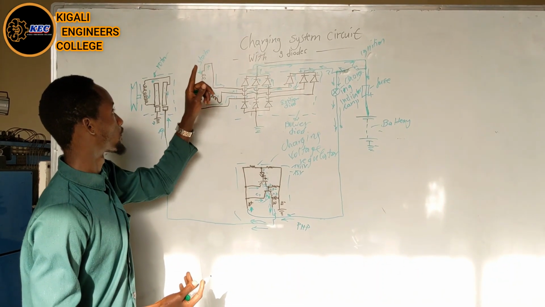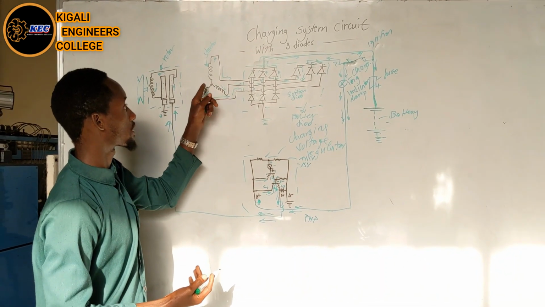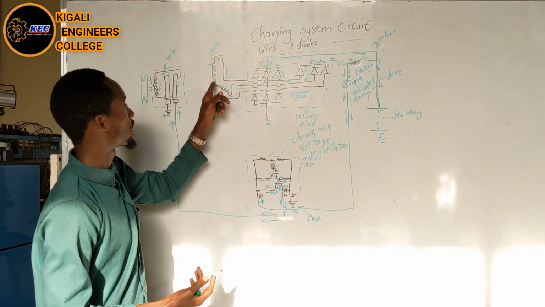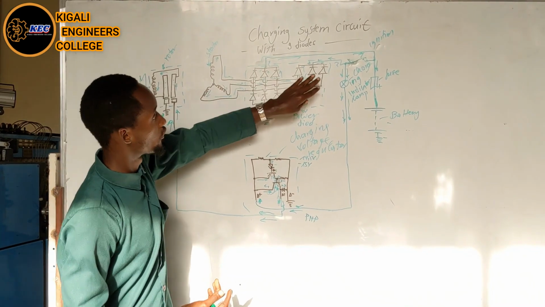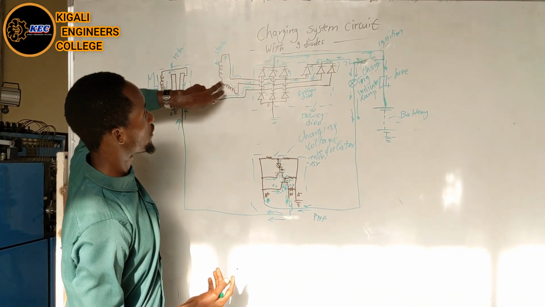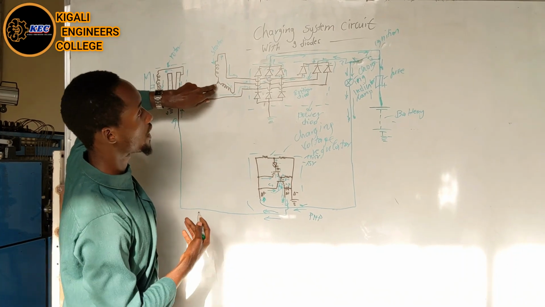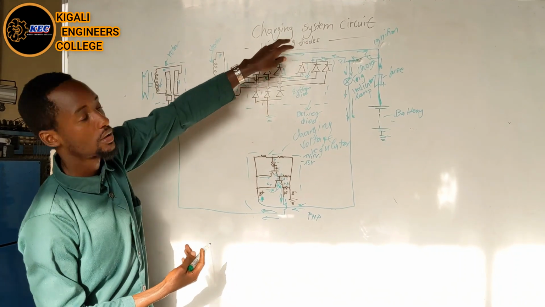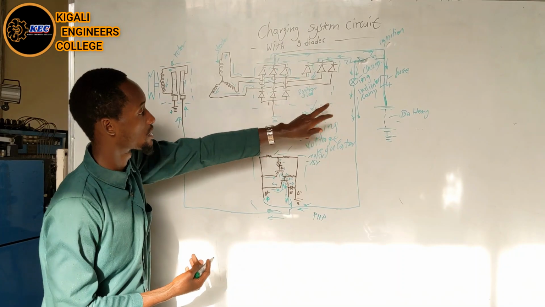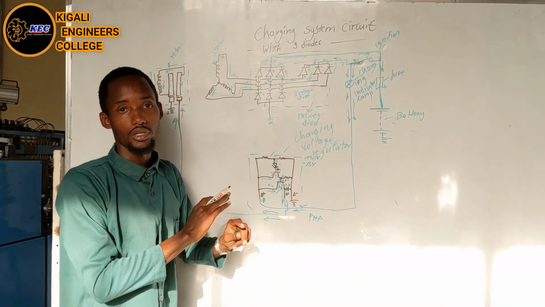That causes the creation of the voltage in the starter of the alternator. It means that there is no voltage or current. There is no current passing through those diodes. It means that the battery is full.